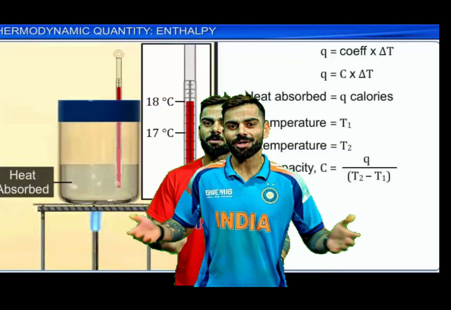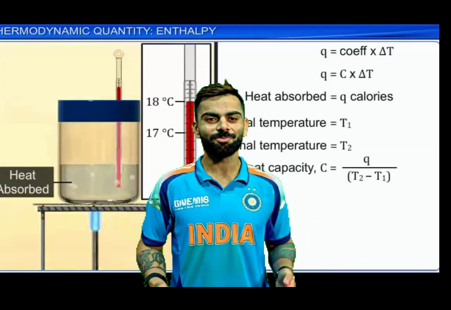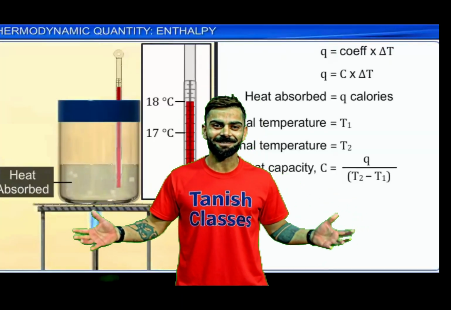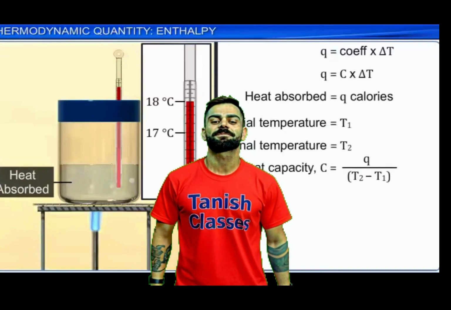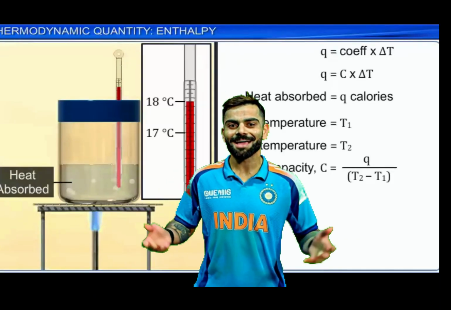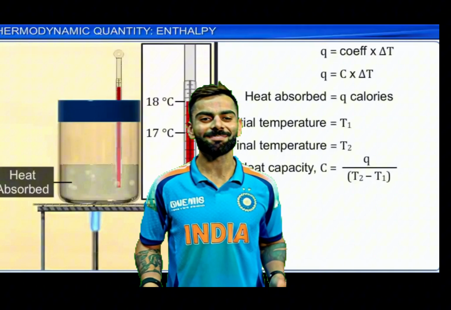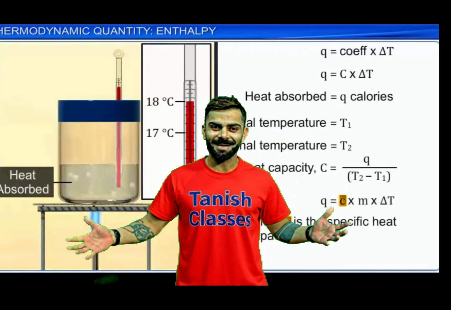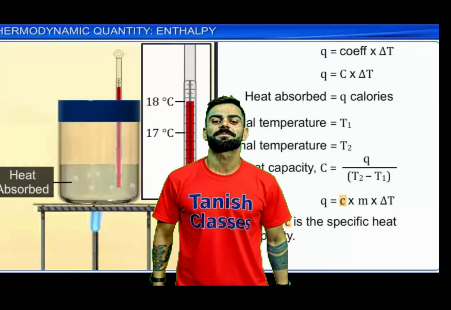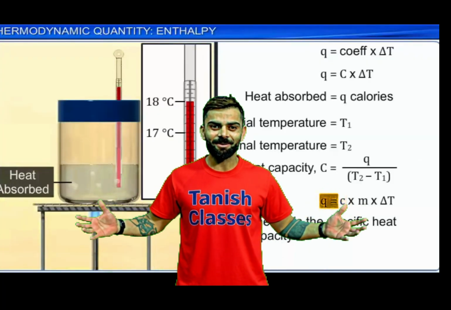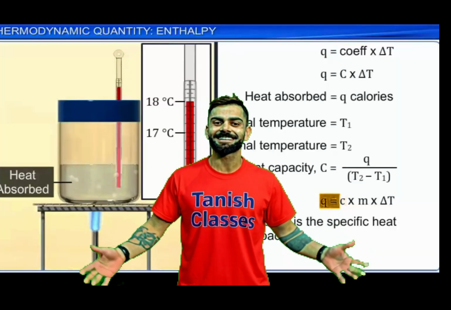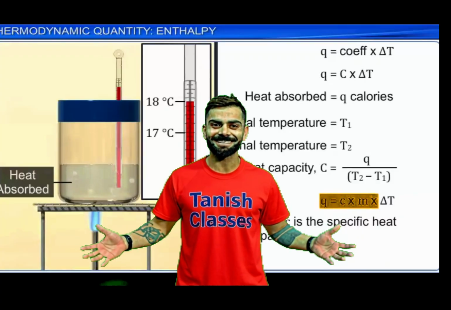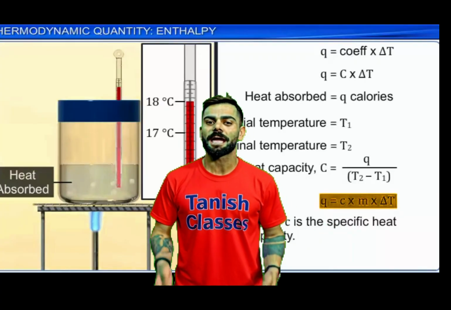The specific heat capacity is the quantity of heat required to raise the temperature of a unit mass of a substance by 1 degree Celsius or by 1 Kelvin. Thus, the expression for Q in terms of specific heat capacity becomes Q equals specific heat capacity c multiplied by the mass m multiplied by change in temperature delta T.